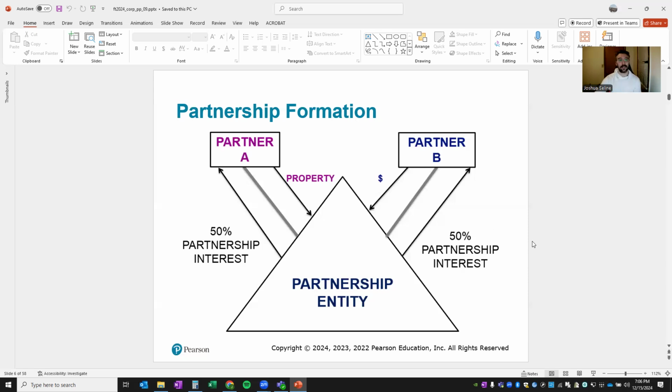But anyways, getting back into it, here we've got partner A with property, partner B with money. They both contributed assets of some type. They both have a 30%.